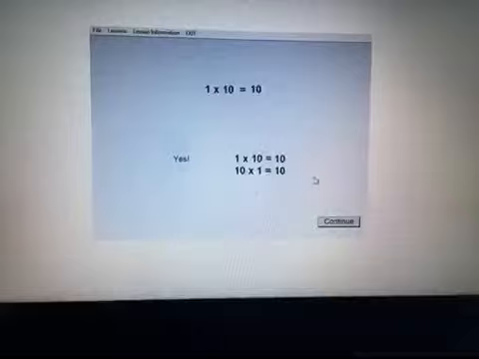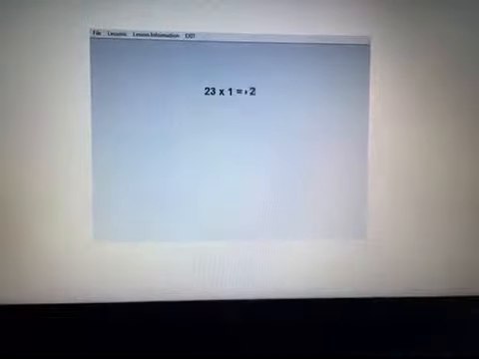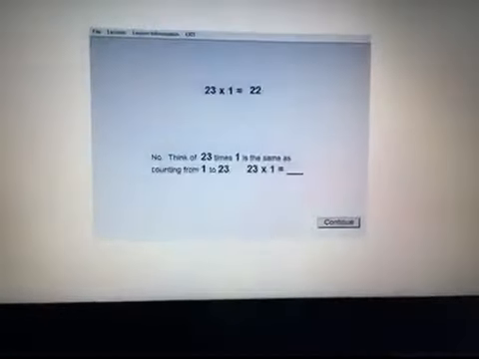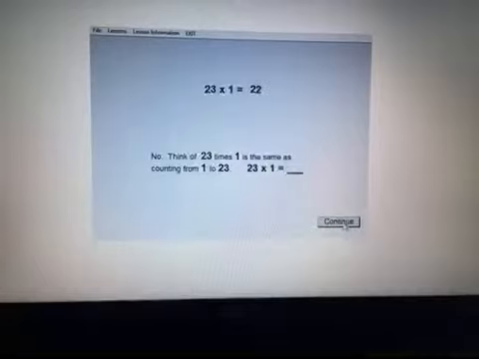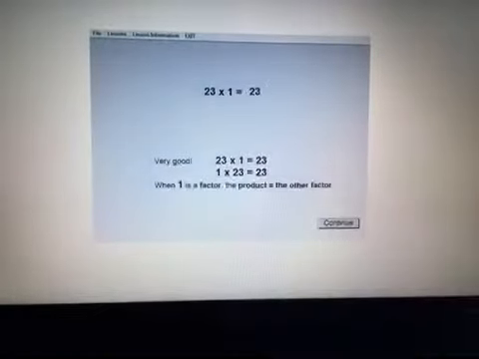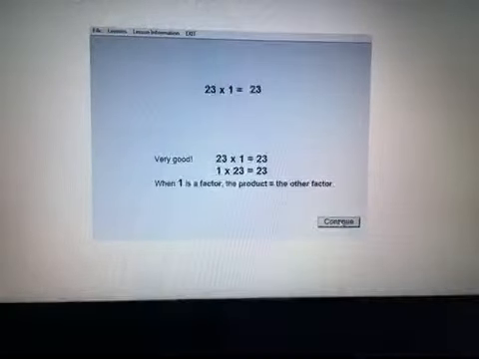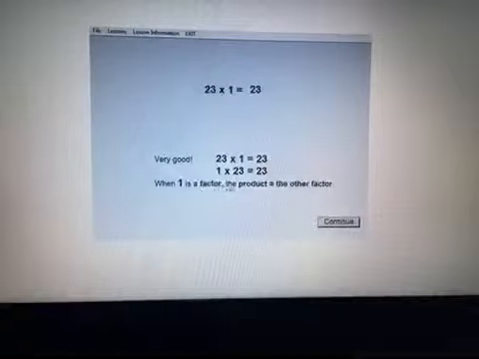Again, we want to stress different phrasings with the same outcome. When one is a factor, the product equals the other factor.